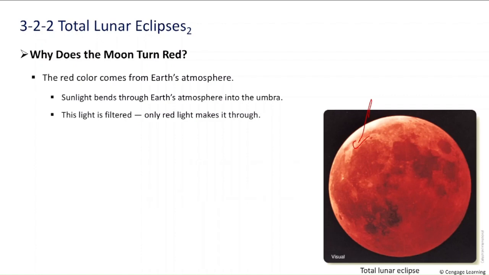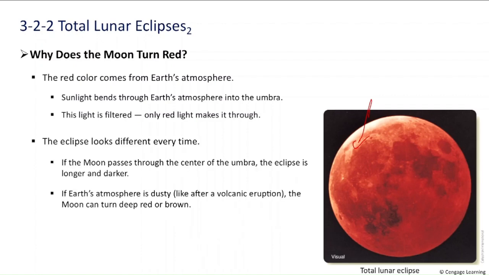Sometimes the moon looks bright orange. Other times it's spooky dark red or even grayish. Why? It depends on how much dust and clouds Earth's atmosphere has. So every eclipse is a little surprise. Now let me ask you this. What do you think would happen if the moon went straight through the middle of Earth's darkest shadow, the umbra?